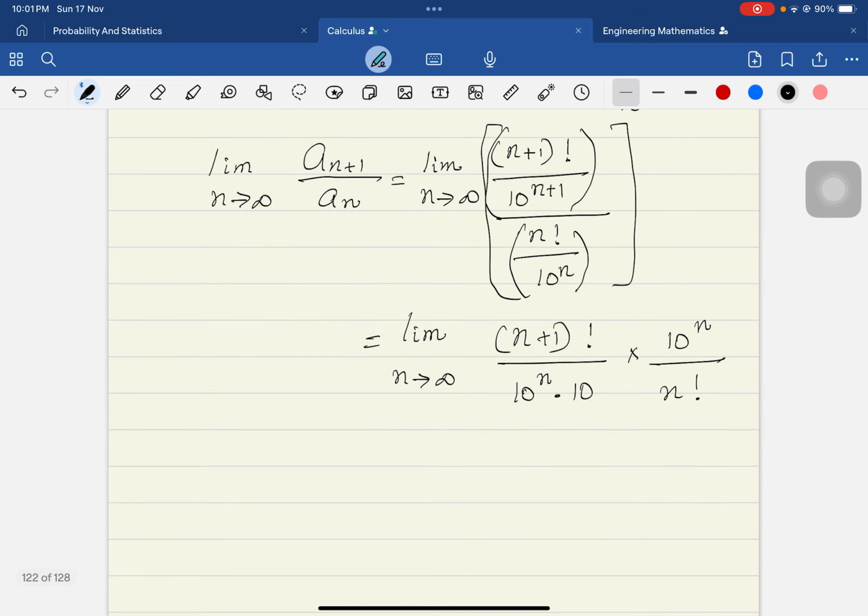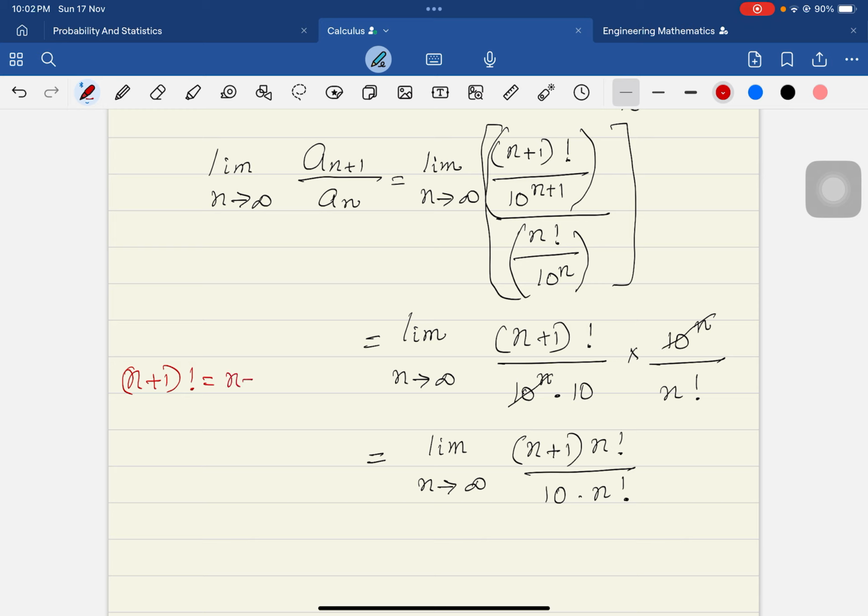Now this 10 power n gets cancelled. So we can write it as the limit as n tends to infinity of (n plus 1) times n factorial by 10 times n factorial. Why am I writing n factorial? Now look at this result: (n plus 1) factorial can always be written as (n plus 1) times n factorial.